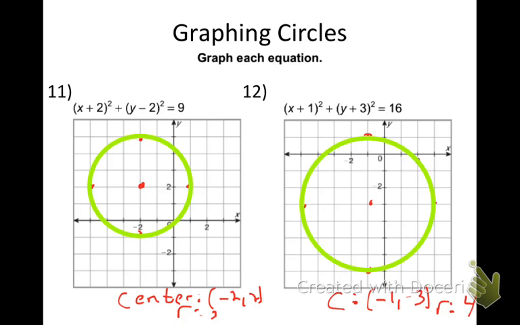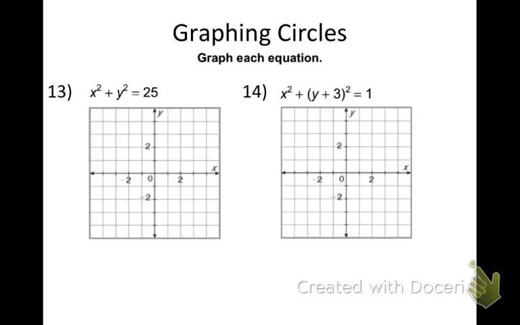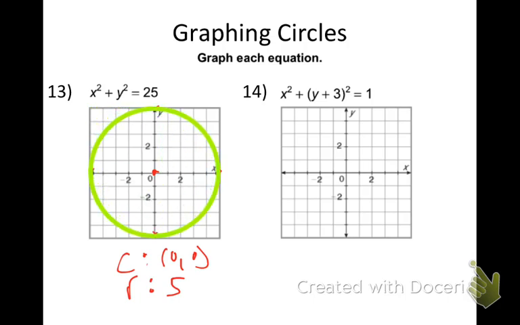Alright, last one here, 13 and 14. Where's the center at? My center is technically at (0, 0). How do we know that? Because you're not adding or subtracting anything. So my center's at (0, 0). Where's my radius, or how long is my radius then? 5. So it's on the edges, then you just draw a circle around. Boom. There's a circle.